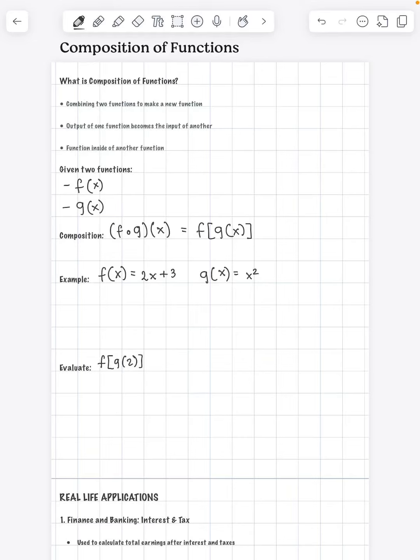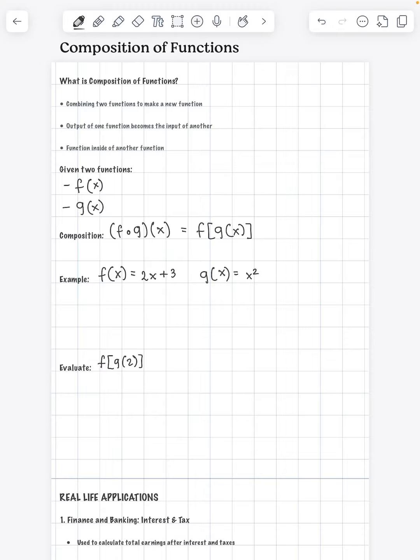Hi, for today's video, I'm going to be teaching about composition of functions. So what is composition of functions? Composition of functions is when you combine two functions to make a new function. It means taking the output of one function and using it as the input of another, like plugging it in. It basically means a function inside of a function.